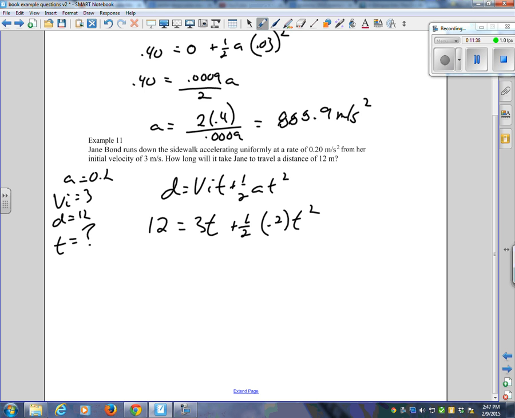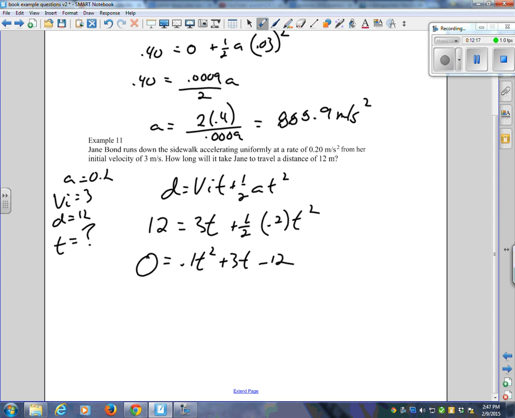Now, are you getting nervous? Nope. Do you know what's coming? No. Do you know what's coming, Tatiana? No? You will in a second. Quadratic form. Yep, that's it. Move everything to the right-hand side. Half of 0.2 is 0.1 t squared. 0.1 t squared plus 3t minus 12. We have ourselves a quadratic situation. I'll pause there and wait for the applause and the cheering to die down.